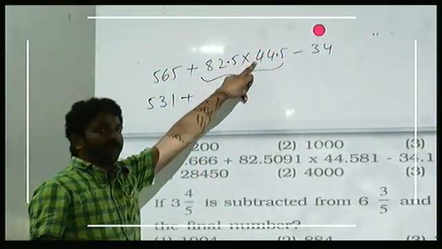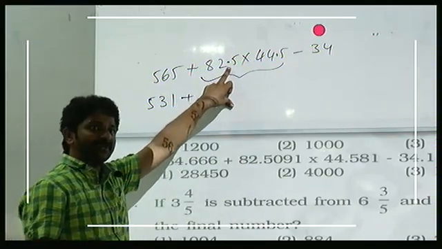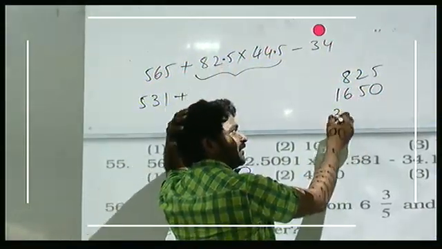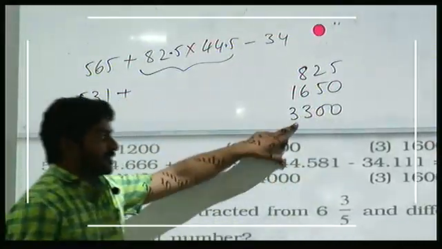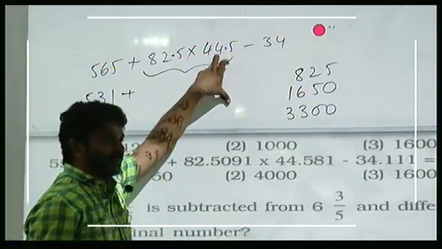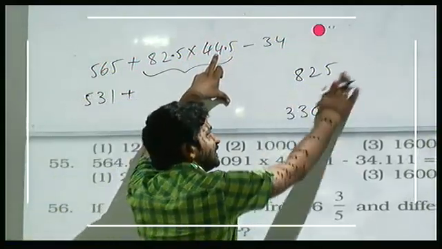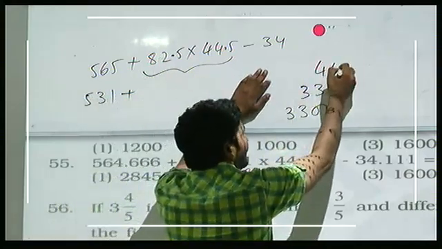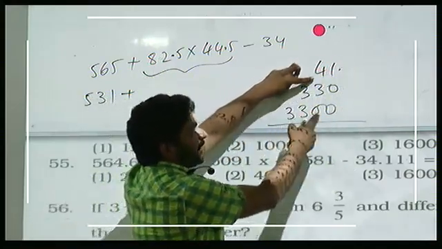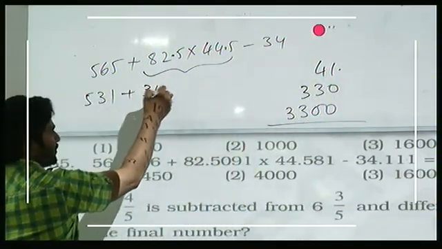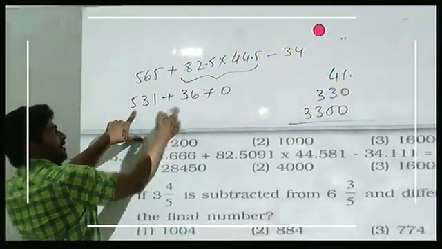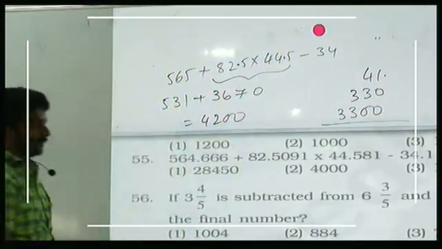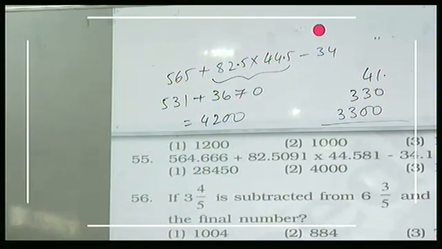82 and a half, 44 and a half times. 82 and a half 10 times, 825. 20 times, 1650. 40 times, 3300. So this is 40 times of this number. But you still need 4 and a half times. If this is 40 times, 4 times is 330, and then you need to take half of this. Half of this number is 41 point something. You don't need to worry about it. 3670. So to this number you need to add 3670. 3600 plus 500 is 4100 plus 100, 4200. Fifth option.